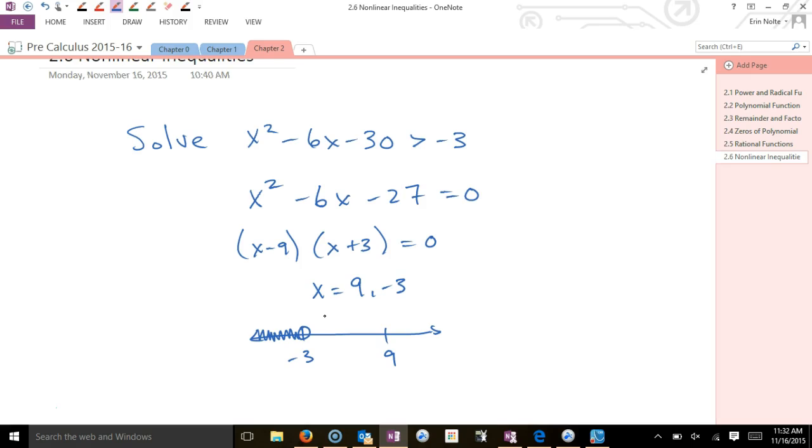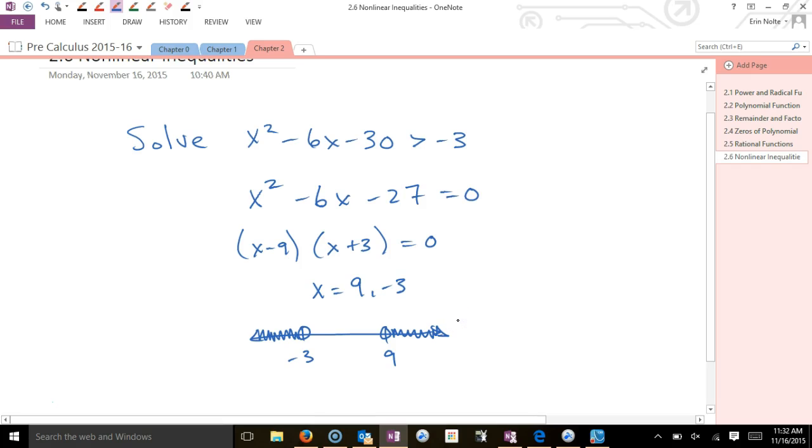Now I'm going to go to the last one. What's a value that's bigger than 9? 10. So if we plug 10 in, okay, we can do this. 10 squared is 100. 100 minus 60, 40. And 40 minus 30 is 10. So is 10 greater than negative 3? Yes. So 10 is a solution, so that means I'm going to shade to the right of 9.